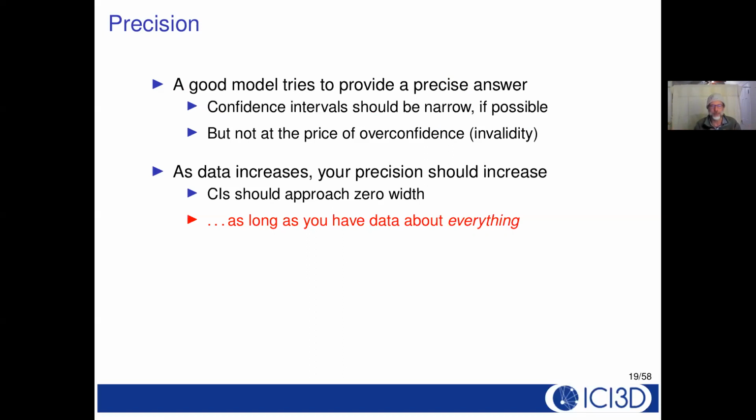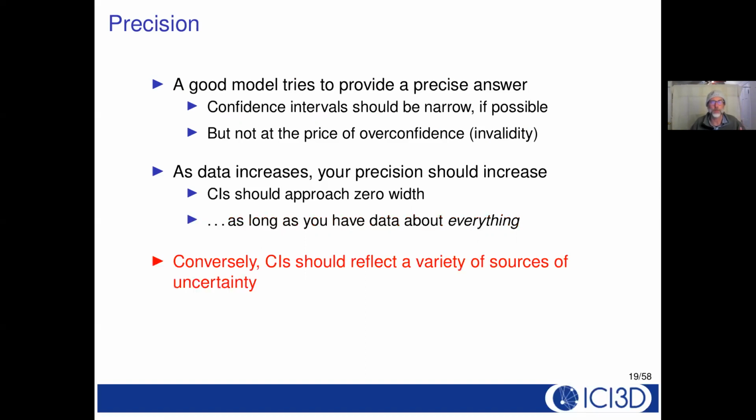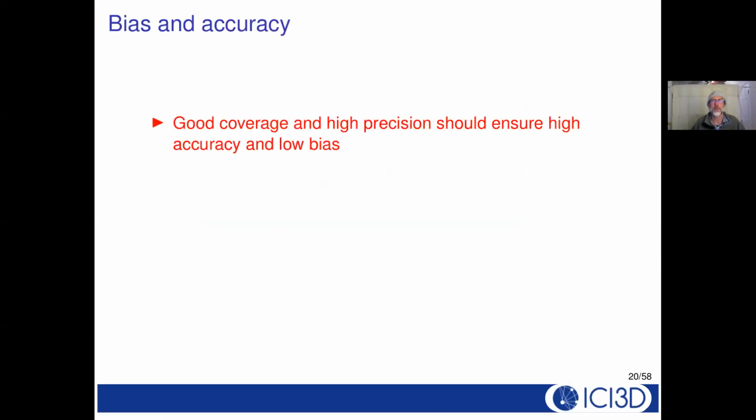Don't make the mistake of building confidence intervals, but only considering one type of uncertainty. You can't, obviously, in the real world, consider every possible type of uncertainty, but you should be thinking of building a realistic model world and including as much uncertainty as you feel you are practically able to do, which I guess is what I just said here. Your CIs should be reflecting a variety of sources of uncertainty.